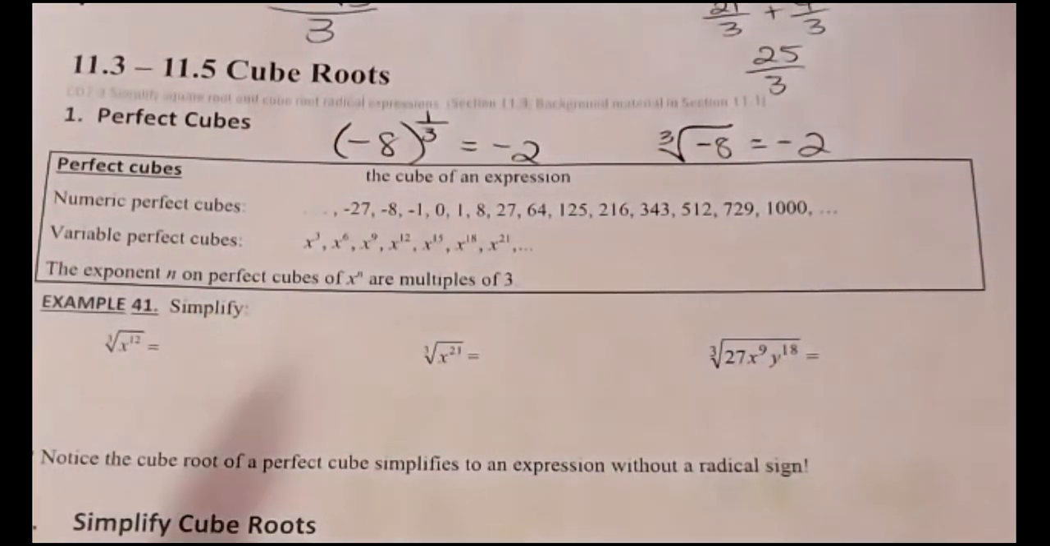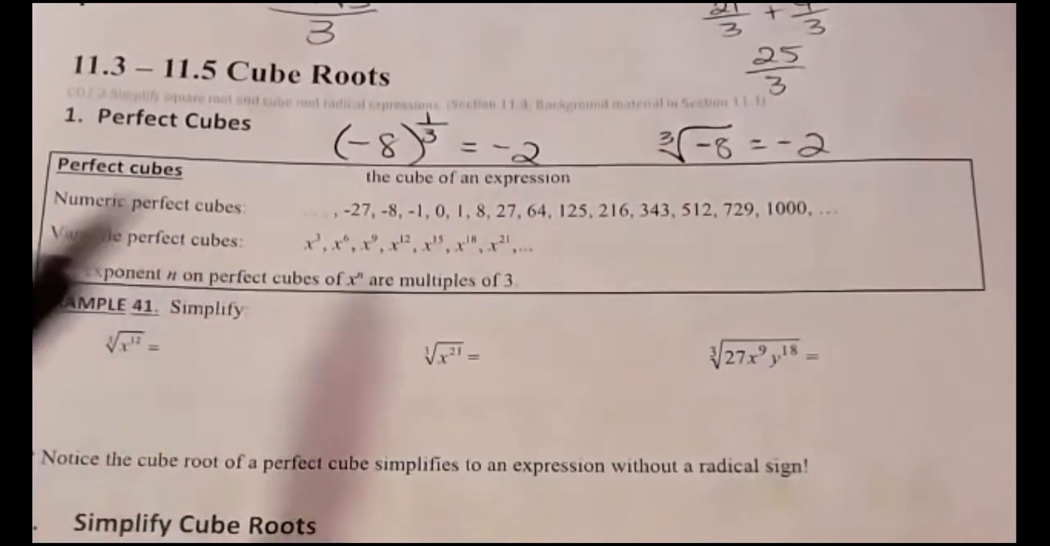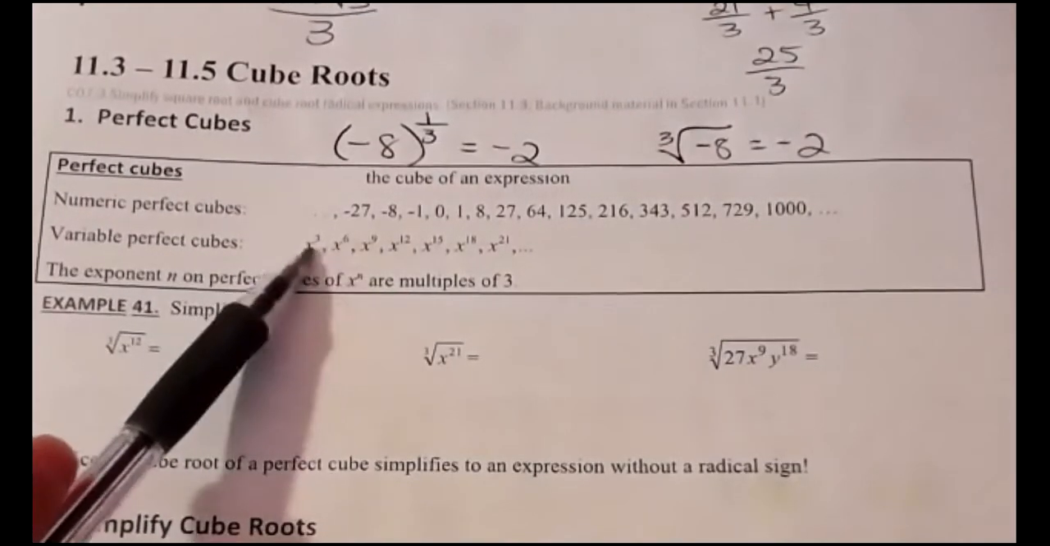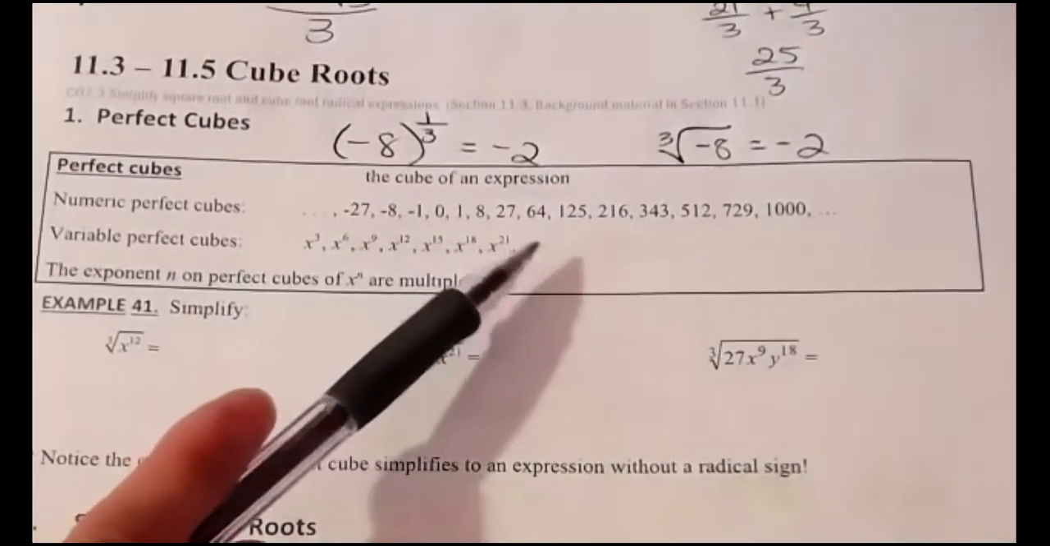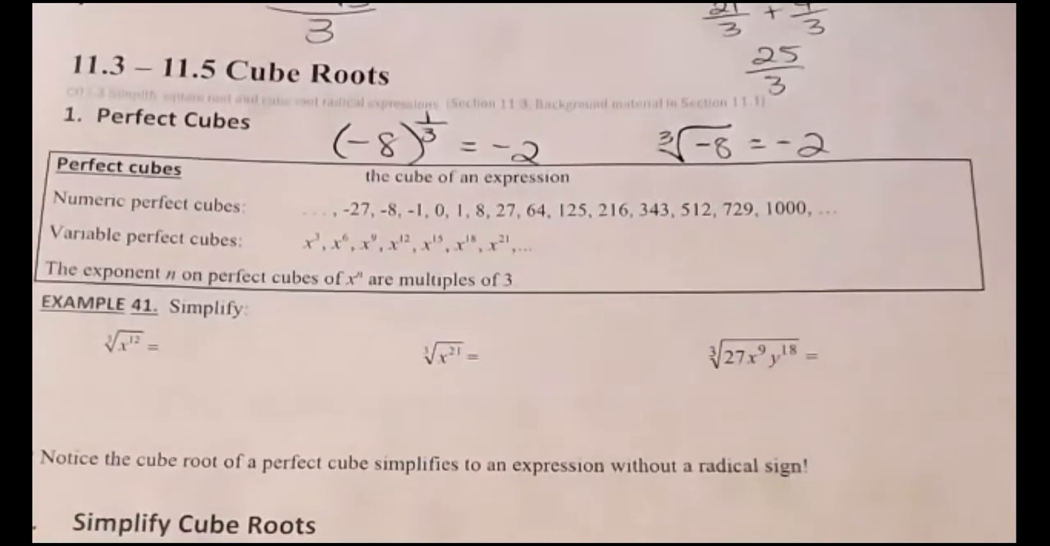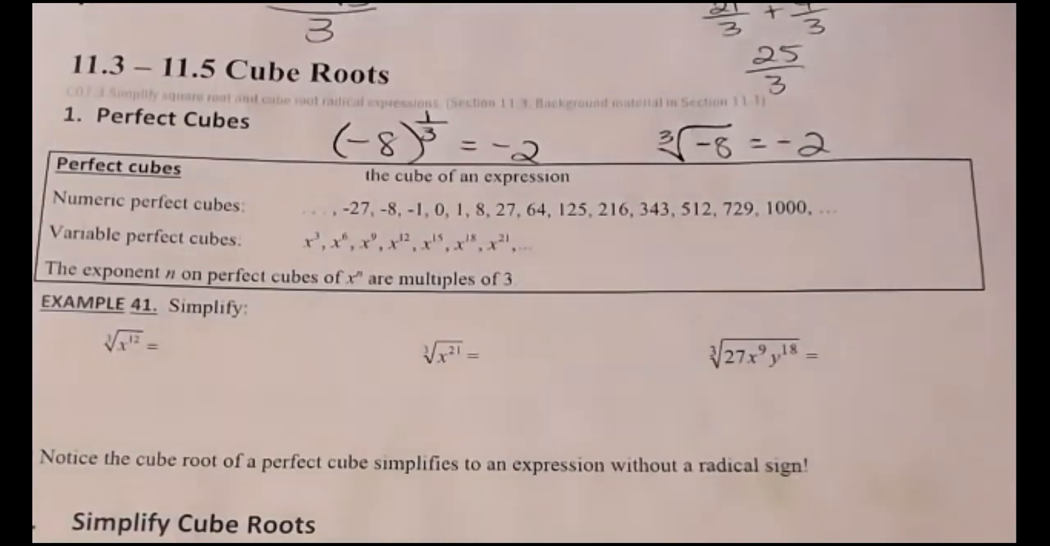Good. Now, in terms of variables, the perfect cubes are very easy, right? Because look at these numbers, 3, 6, 9, 12, 15, 18, 21, 24, right? You can continue to list all of the perfect cubes because every power is divisible by 3. Or another way to think about it, every power is a multiple of 3. So let's check this out.